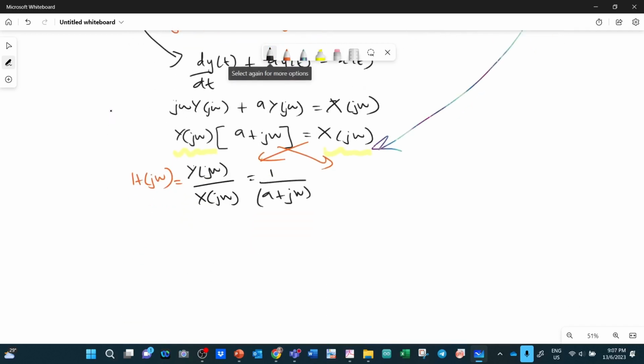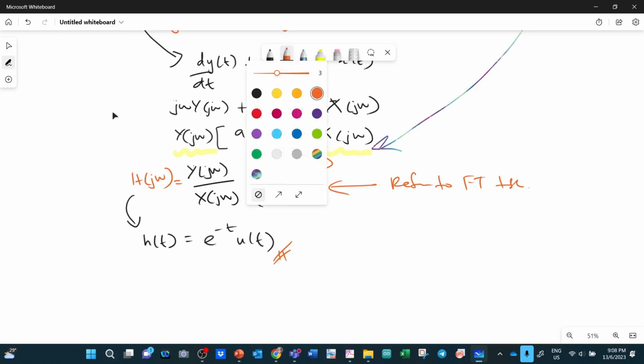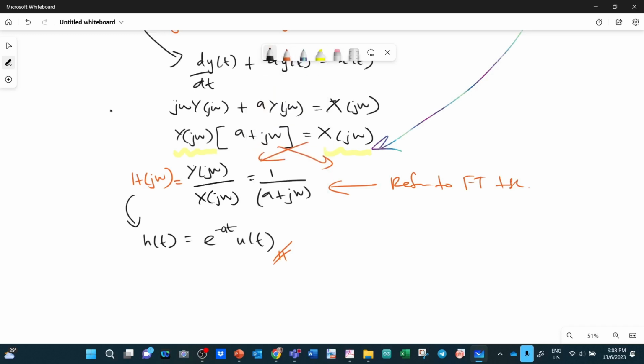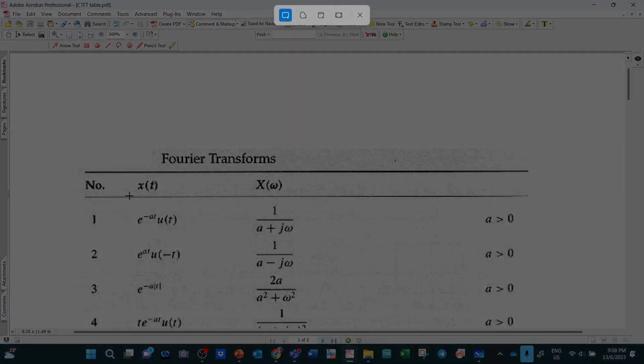So how do you get it in the time domain? For h(t), refer to the Fourier transform table. So what do you get? e to the minus a t u(t). Your a is 1. Okay, a is 1. A is minus 4, you need to write it there. 1 over (a plus j omega). So you use this table again, this one.